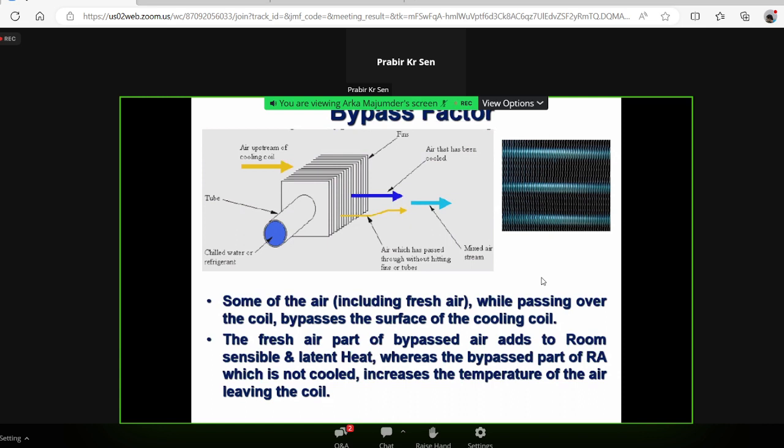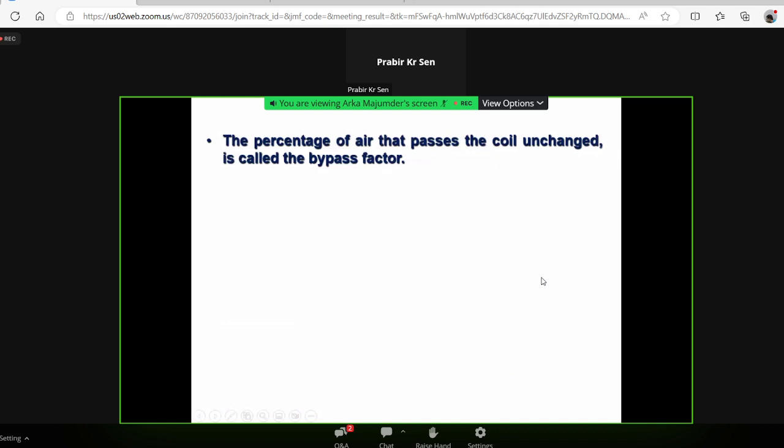So cooling coil body temperature, or apparatus dew point, whatever name we give it, if it is 10 degrees centigrade, the air coming out from the cooling coil will be a little more than that because of these reasons, and it will be around 12 degrees centigrade. So let us go to the next slide. The percentage of air that passes the coil unchanged is called the bypass factor. We told it. Next.